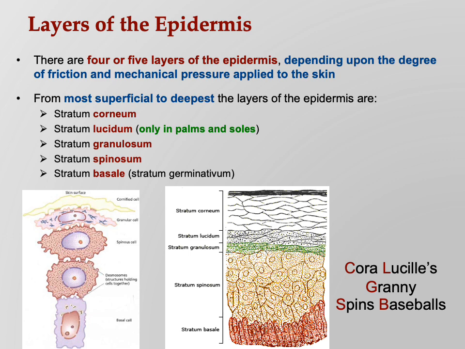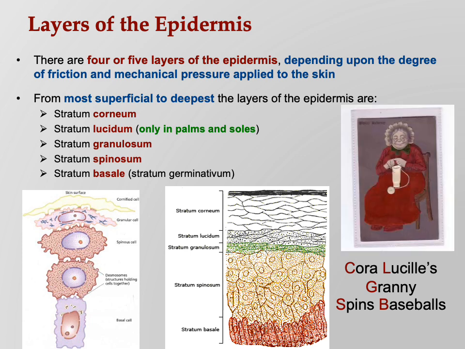Now, I'm aware that that doesn't make any sense. And sometimes, actually, when you make up little memory tricks, the goofier they are, the easier they are to remember. So in this case, I like it because each one of those words sounds similar to the layer you have to remember. So Cora, corneum, Lucille, lucidum, Granny, granulosum, spinosum, and baseballs, basale. So there you see Cora Lucille's granny spinning the baseball, okay?